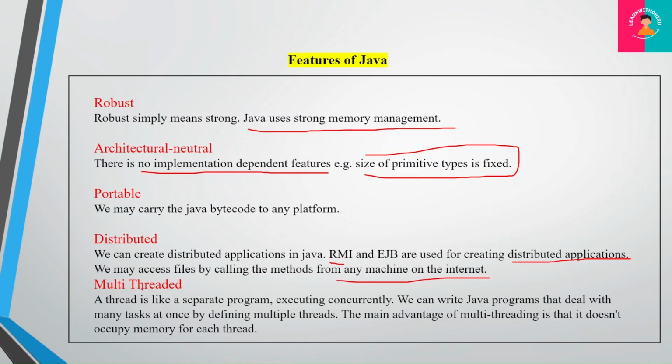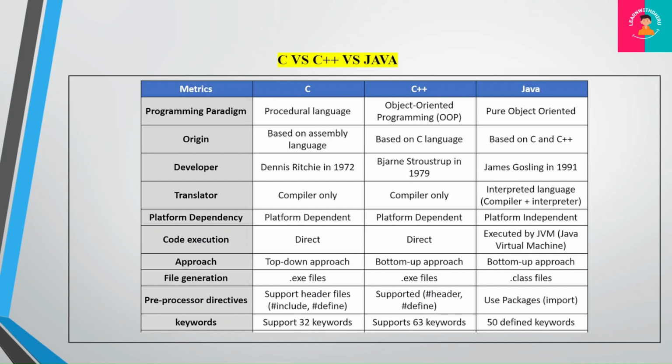Okay, then there is the concept of multi-threaded. A thread is like a separate program executed concurrently. A Java program can do many tasks at once by defining multiple threads. The main advantage of multi-threading is that it does not occupy memory for each thread. Then coming to the differences between C++ and Java.